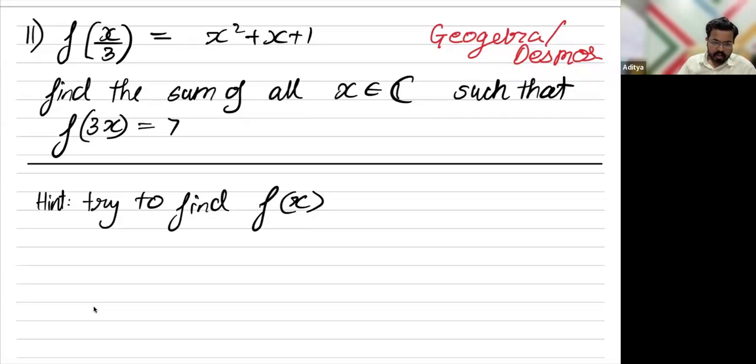Purbayan, very good. F of x that you have found is correct. Now find f of 3x, equate it to 7, and then find what will be the sum of the roots.